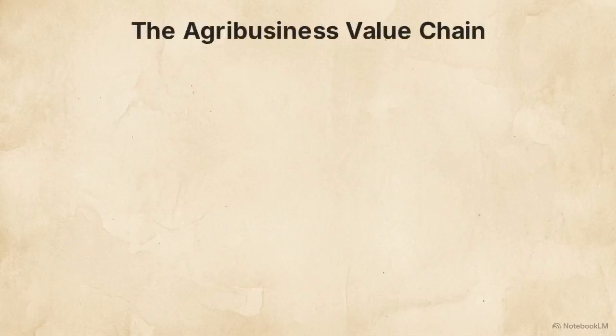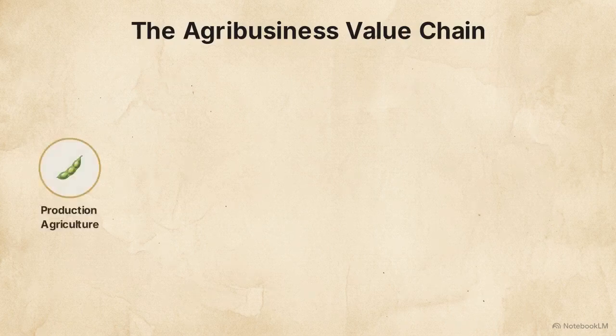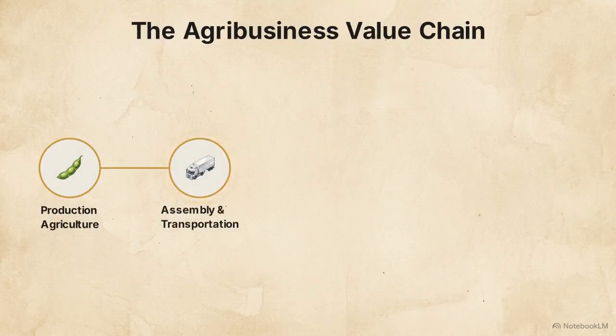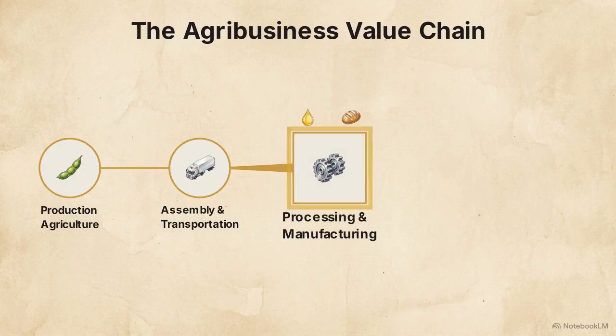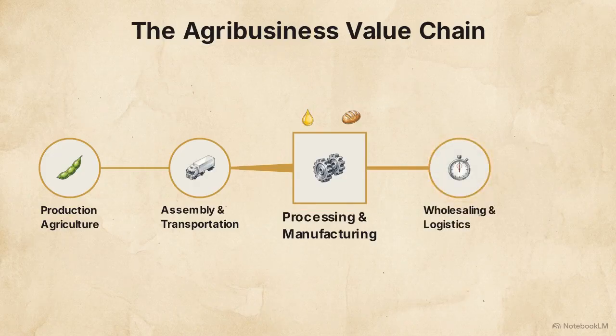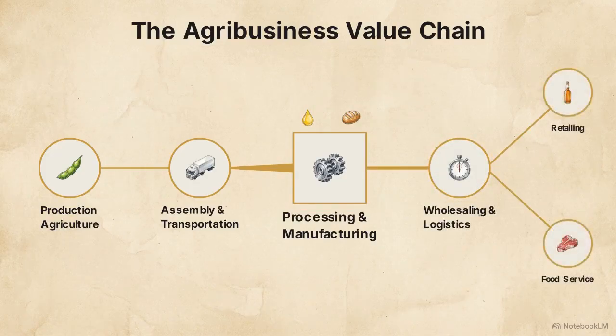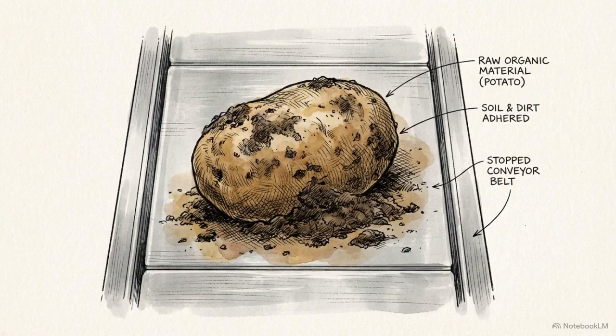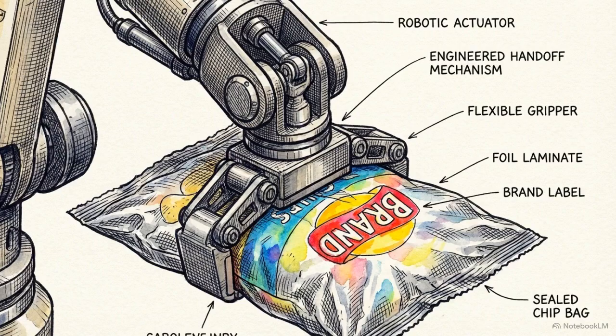This maps the value chain's 5 steps. It begins with the production agriculture node, feeding directly into assembly and transportation. From there, materials enter an industrialized phase, processing and manufacturing. Finally, goods move through wholesaling before branching into retailing or food service. Economic value does not organically materialize as goods move down this line. It is actively engineered at every single physical handoff between these nodes.